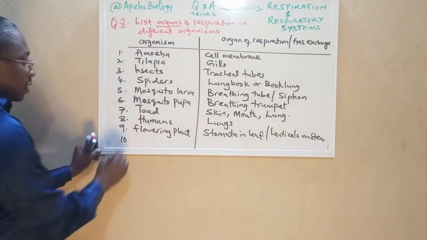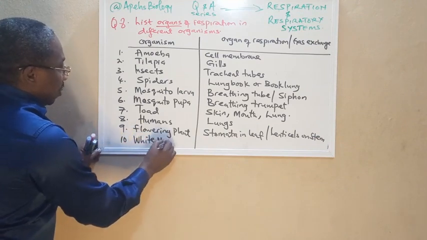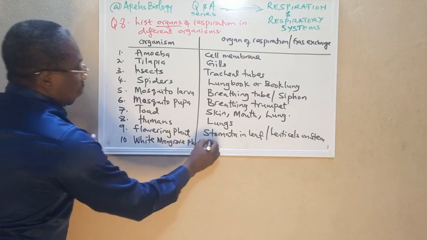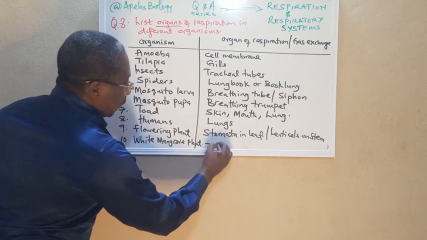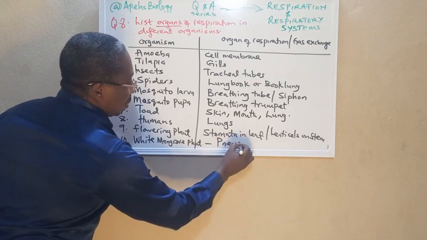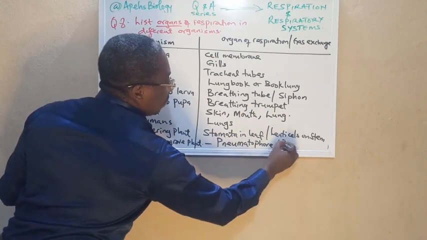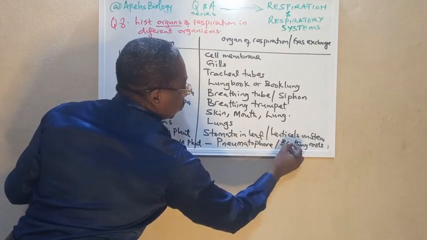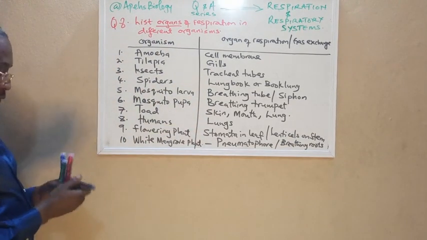And then number 10, we can think of things like white mangrove plant. It's a plant that grows in the swamp. What do they use for respiration? Their own organ of respiration is called pneumatophores. The P is silent. Pneumatophores. Right? Some people call it breathing roots. So these are the various organs that different organisms use for the purpose of respiration.